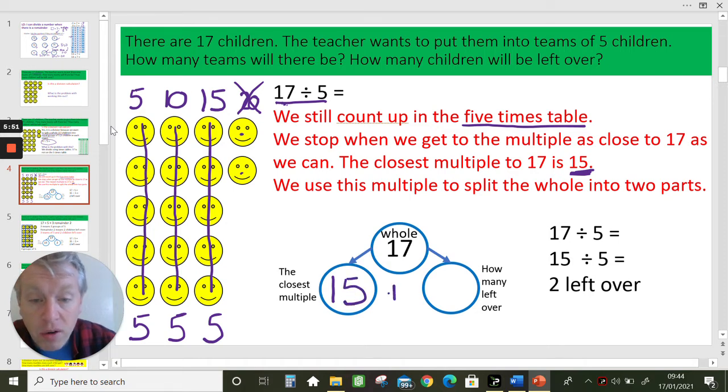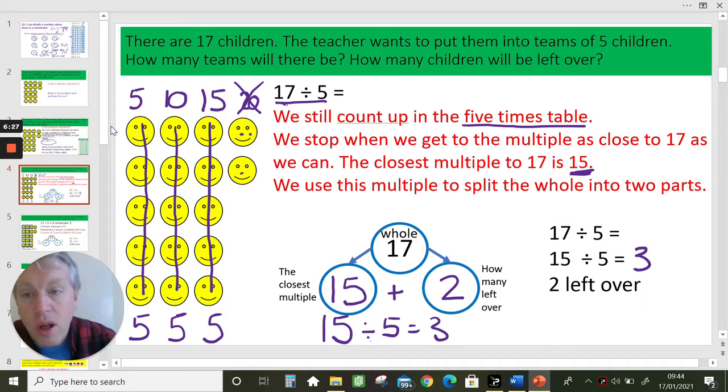And this is a part-whole model. So 15, how many children not counted? Well, the ones that are left over: 15, 16, 17, 2 more. I split 17 into 15 and 2. 15 and 2 makes 17. And the 15 divided by 5 equals 3. 15 divided by 5 is 3. 3 teams of 5 and 2 children left over.